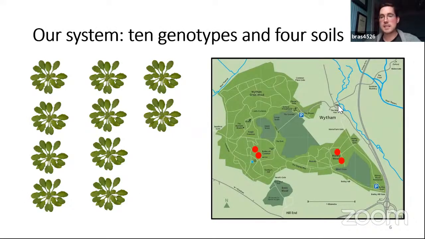Okay, so this is the system that we've set up. I have my 10 Arabidopsis genotypes and my 4 soils from Whiteham Woods. And so let's step more into the system now.